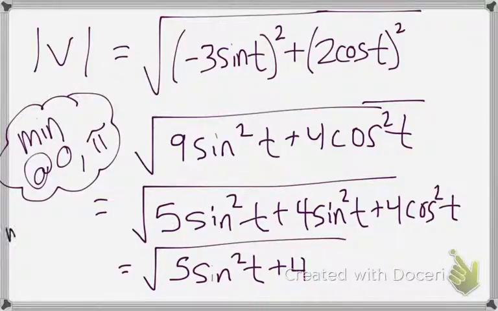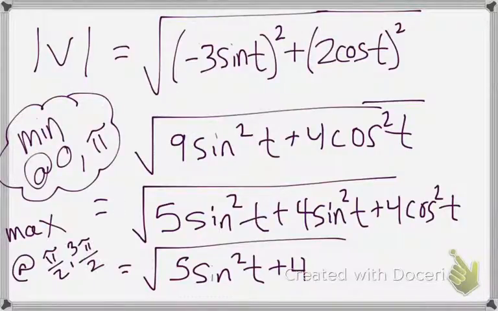And I know that it will have a maximum. What's the biggest number that sine could be? 1. The biggest it could be is 1. Where will sine equal 1? At pi over 2 and 3 pi over 2. So that's the biggest it could be, which means that whatever is inside of that square root will be a maximum there. So that's how you can minimize or maximize the function to figure out what values of t will make it min and max.